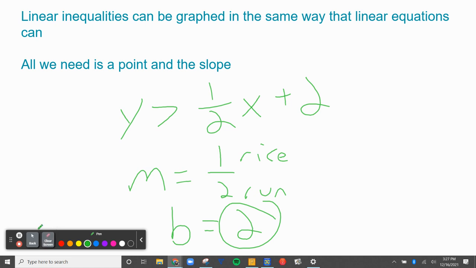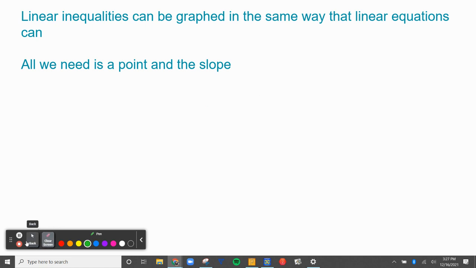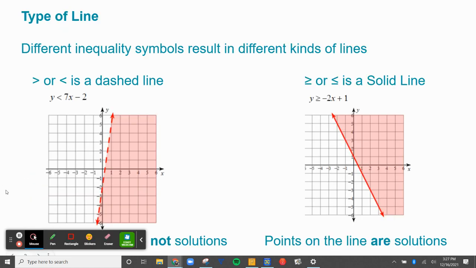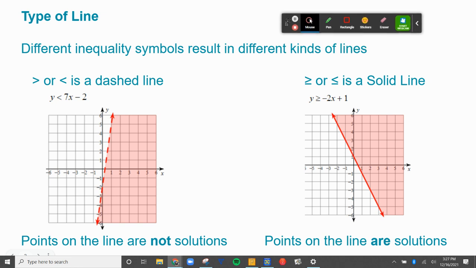Let's look at a little bit more examples here. Here are the two different types of lines. If it is a greater than or less than sign, it's a dashed line, because everything on that line actually wouldn't be equal. The dashed line means it would be not a solution. Points on the line are not solutions. However, if it's greater than or equal to or less than or equal to, it's a solid line, because everything on that line is also a solution.